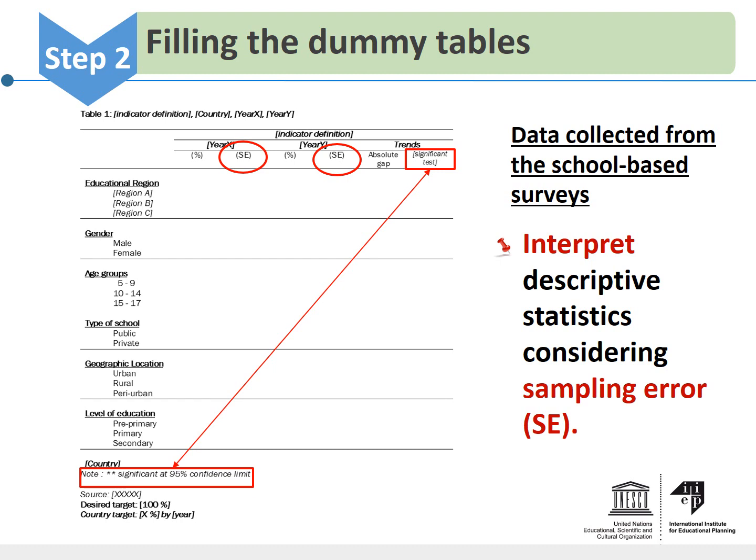The absolute difference is statistically significant only if a test of statistical significance of the difference is conducted. The significant gap can be indicated by asterisks with a level of significance, for example 95%, in the note of the dummy table.